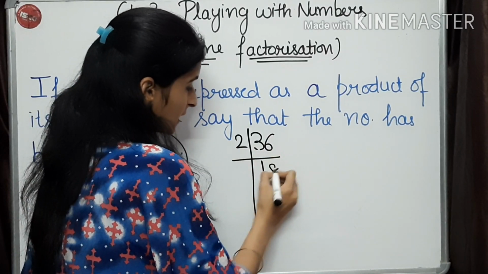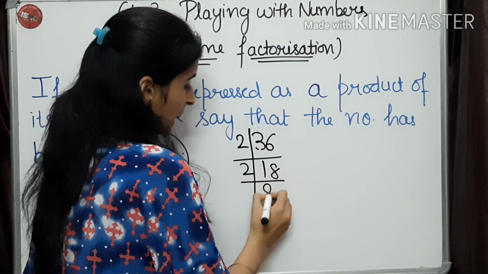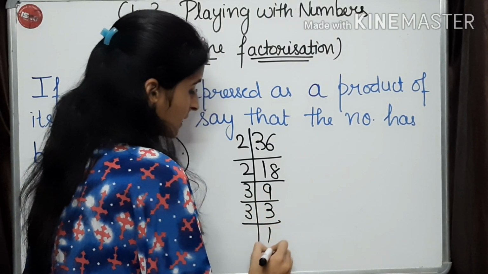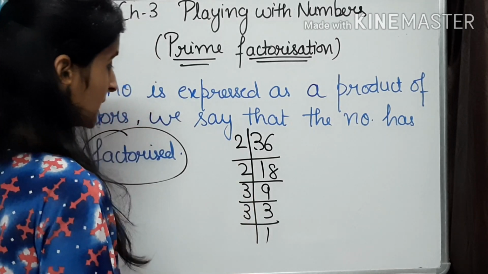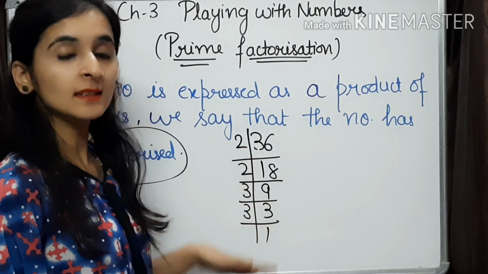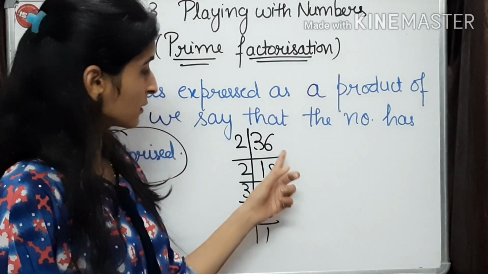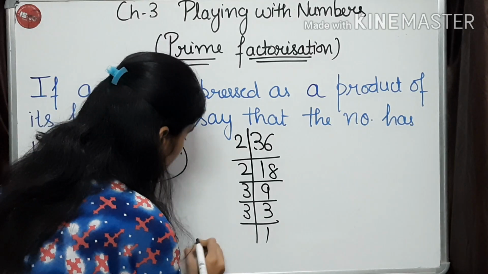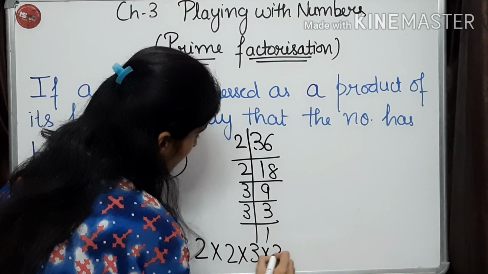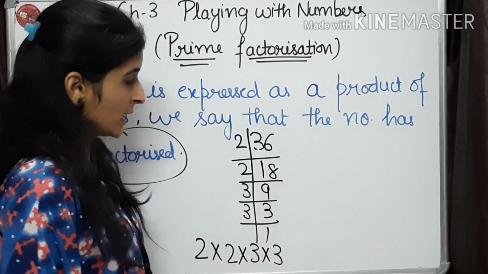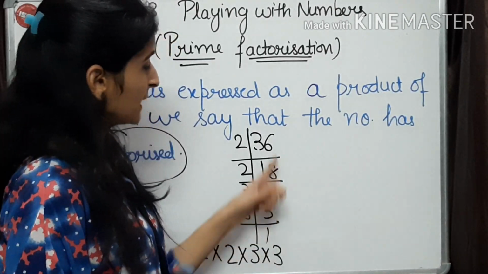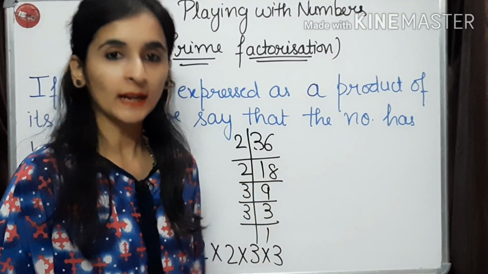2 18s are 36, 2 9s are 18, 3 3s are 9 and 3 1s are 3. So how can we write this 36? As you all can see, these 2, 2, 3 and 3 are prime factors of 36. So we can write it as 2 multiplied by 2 multiplied by 3 multiplied by 3. Now we have written 36 as a product of its prime factors, which means it has been prime factorized.